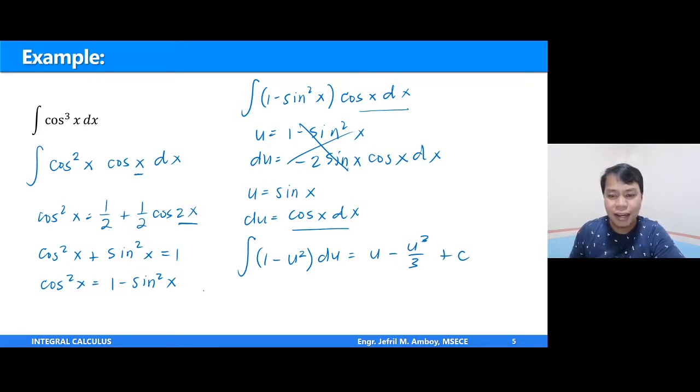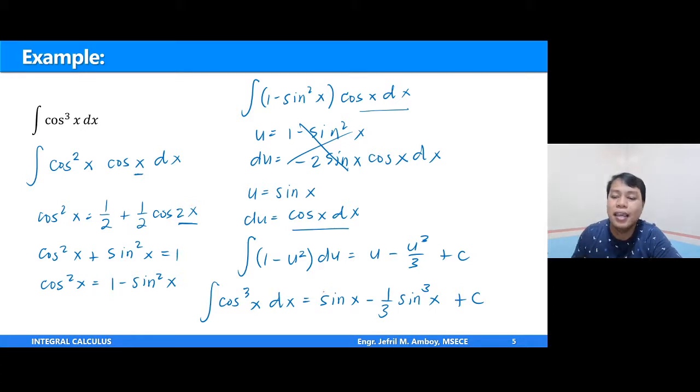So, now let us write the integral of cosine cube x dx equals, our u is sine x. And then minus, gawin na lang nating fraction ng coefficient. So, 1/3 multiplied by, again, u, which is sine x, pero naka-cube. So, sine cube of x, and then plus c. Okay? So, this is now our answer. Okay? Dali lang, di ba?